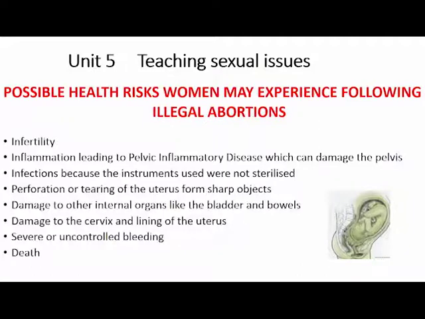Some of the risks that are involved are infertility, inflammation leading to pelvic inflammatory disease, which can damage the pelvis, infections because of instruments that might be used that were not sterilized, perforation or tearing of the uterus from sharp objects, damage to the internal organs like the bladder and bowels, damage to the cervix and lining of the uterus, and severe uncontrolled bleeding. If there are serious complications, then the girl or the young lady or woman might die.